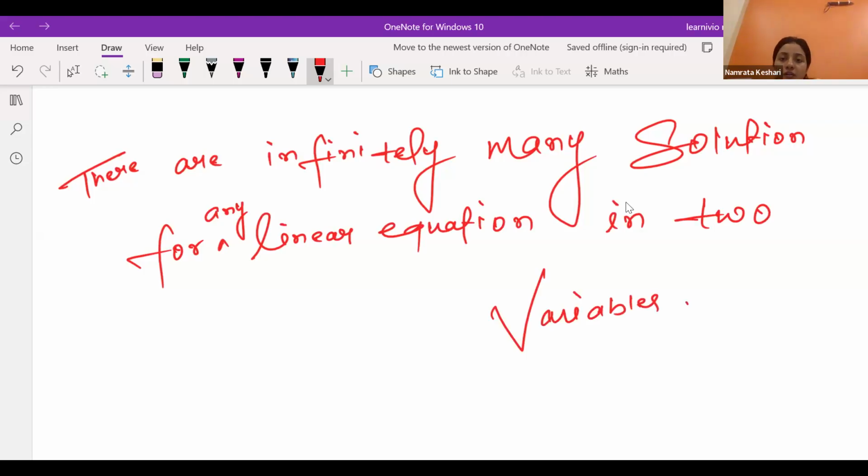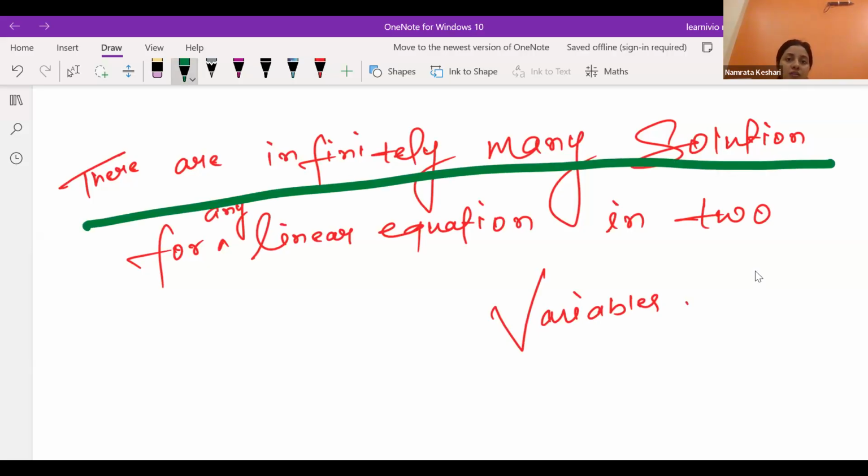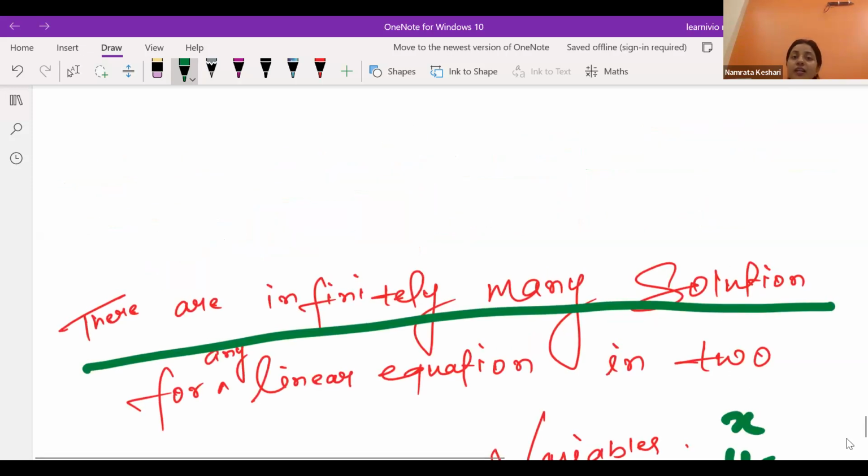if you are having a linear equation, any linear equation in two variables, then that will contain infinitely many solutions. Getting it? That means so many x and y will be possible. If you are not understanding, let me relate it with one variable. Suppose you are having 5x equals 25, same example, and you solve and tell me x is 5.